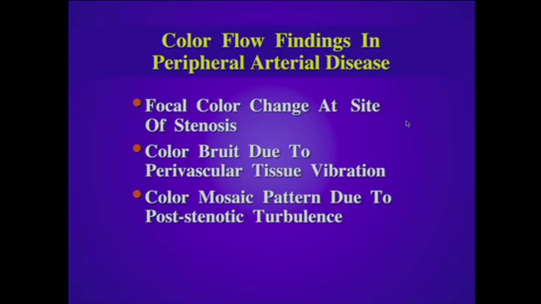There are a number of color flow findings that are valuable in the evaluation for peripheral arterial disease, and we've touched on several of these already. We look for evidence of focal color change or aliasing at the site of stenosis. Another helpful sign of significant disease is the color bruit artifact, which is due to perivascular tissue vibration and is typically seen in systole and overlies the lesion, which is usually either a high-grade stenosis, pseudoaneurysm, or arteriovenous fistula. We'll also see a color mosaic pattern when there is post-stenotic turbulence.